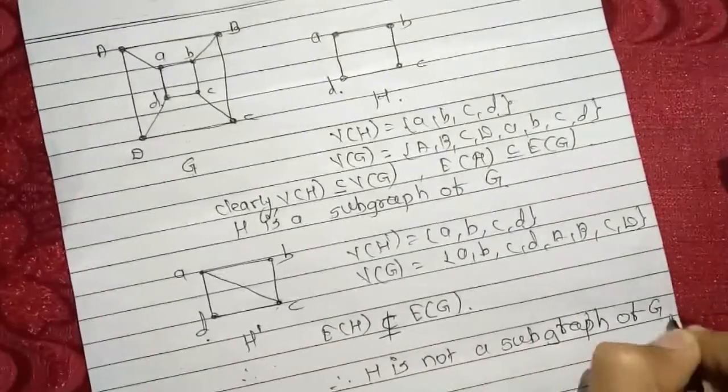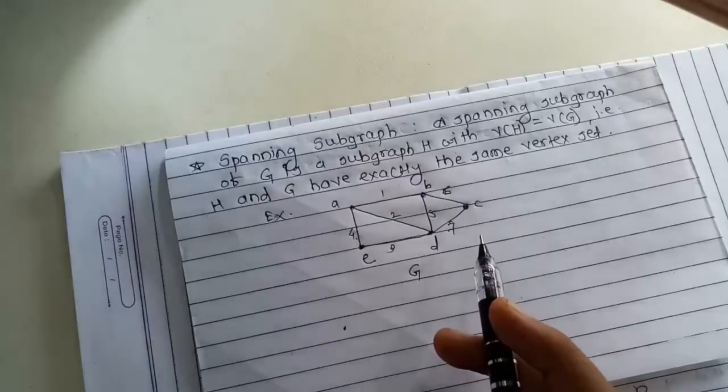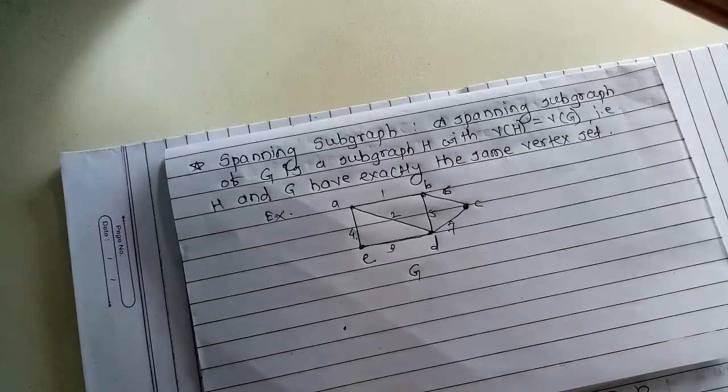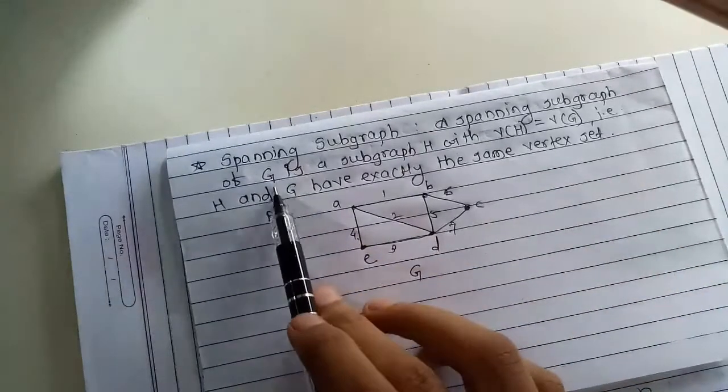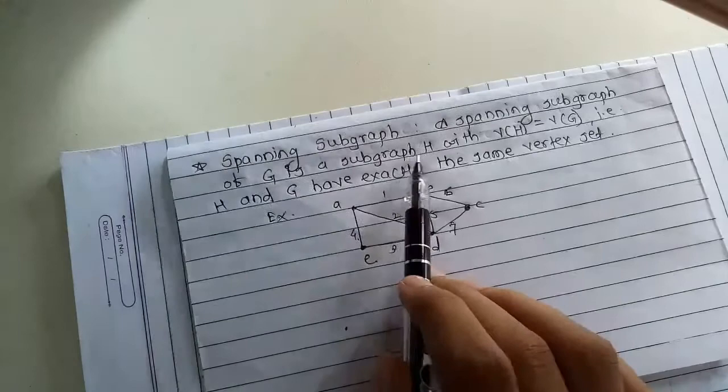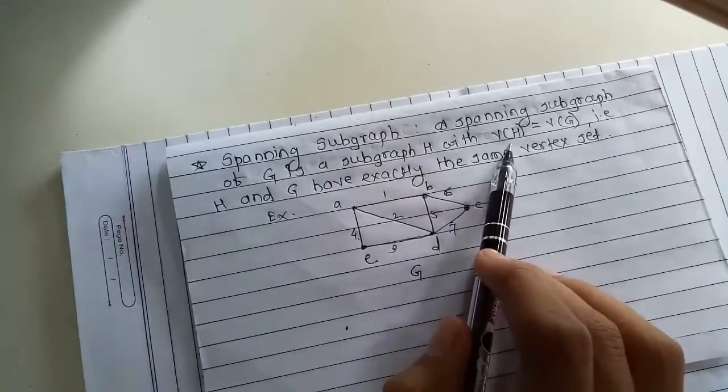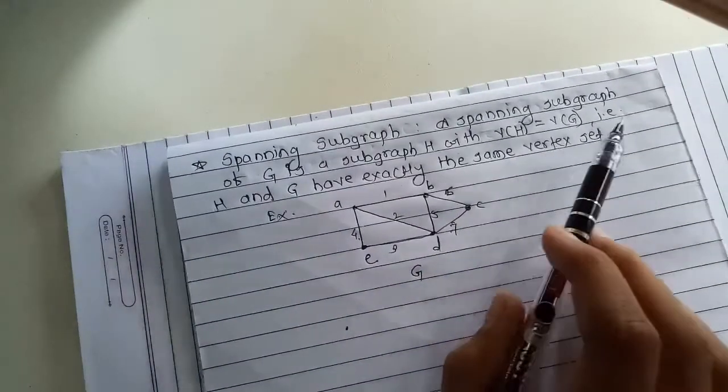Let us see the definition of a spanning subgraph. A spanning subgraph of graph G is a subgraph H with the vertex set of H equal to the vertex set of G.